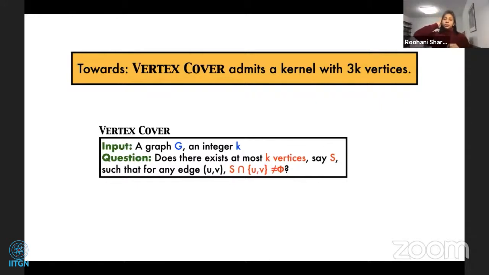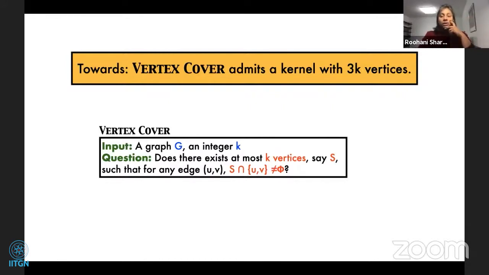So yesterday we saw a quadratic vertex kernel for the problem by designing two rules. The first one was, we said we could easily delete isolated vertices. And the second one said that if there is a vertex of high degree, then just be greedy and pick that vertex in the solution. And by high degree, we meant degree k plus 1. And we showed that this rule is safe. It's fine to be greedy and delete or pick high degree vertices in the solution.